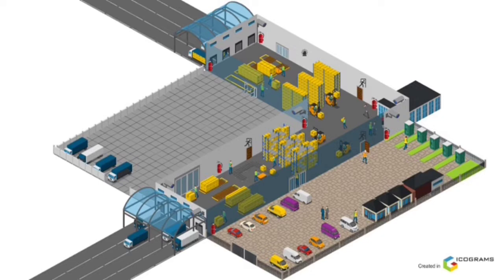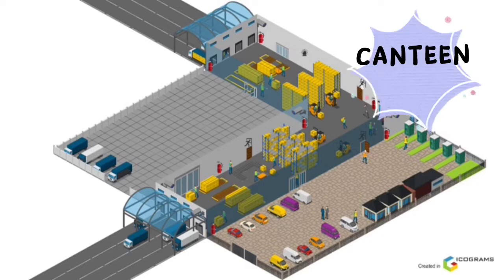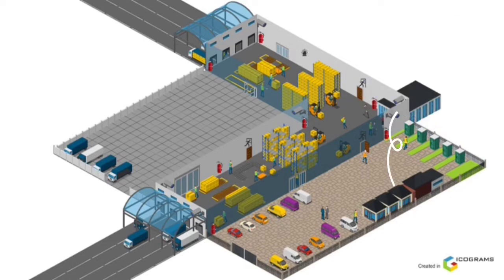The last one is canteen. The main purpose of the canteen provided in our warehouse is simply to provide nutritious, clean and cheap food for employees. Canteen provision will also improve employee productivity through providing healthy food.